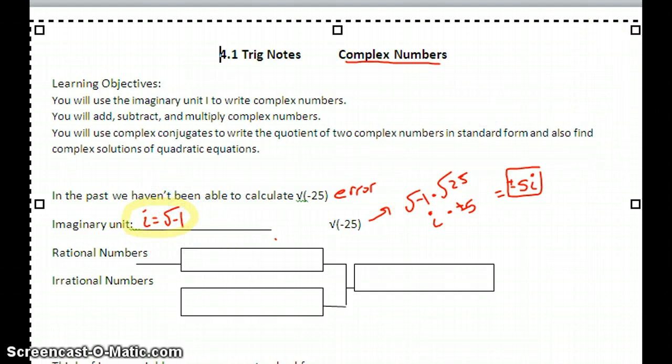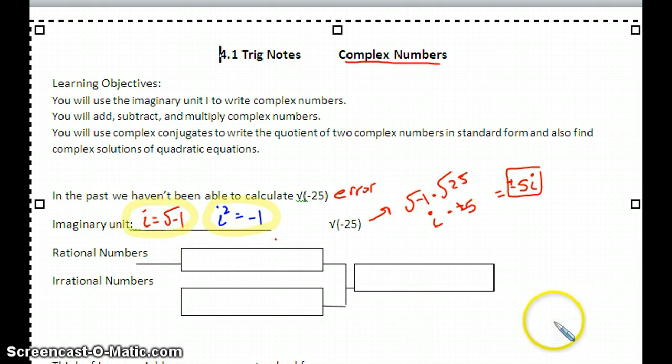Likewise, if I took i and squared it, that would be equal to the square root of negative 1 squared, which is negative 1. So this is going to be another important element for us to know.